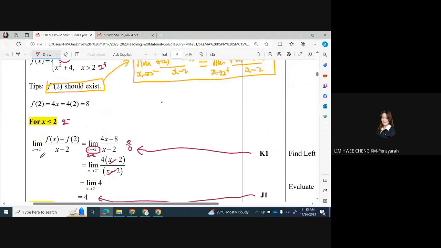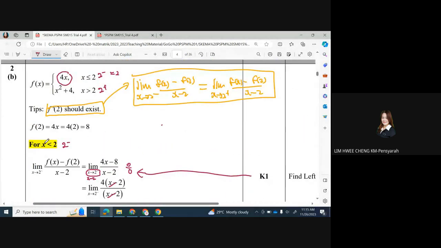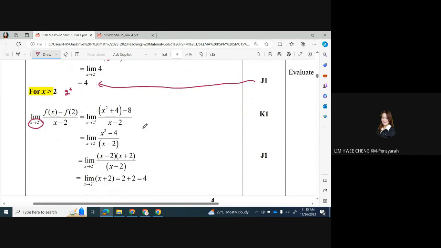Okay, for these cases, the function for 2 positive is x square plus 4. So saya masukkan x square plus 4 minus 8 over x minus 2. Okay, yang ini pun saya kena remove x minus 2. So saya sebab I get the case 0 over 0. So I start to factorize. Okay, I remove this. So I get the limit when x approaches 2 positive.